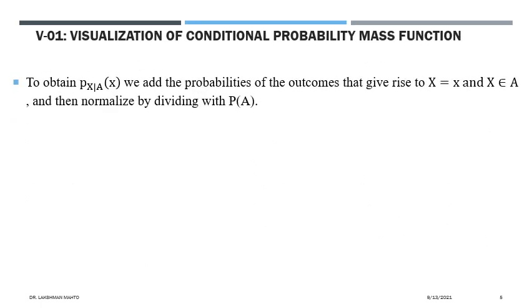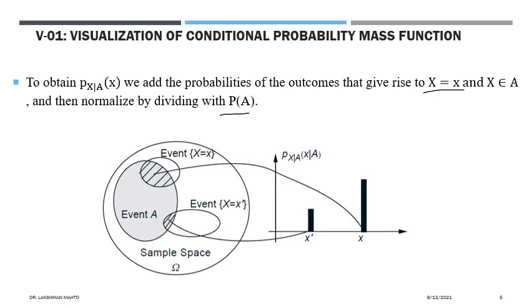So we will visualize it here. I will give again a visualization picture. To obtain the conditional probability mass function, we add the probability of all the outcomes that give rise to the observed value small x, and jointly those are also in A, and then we normalize it by the probability of A. Because if you calculate probability in that way, some will go higher than 1, so we need to normalize it and bring it back to the criteria of being a probability mass function.